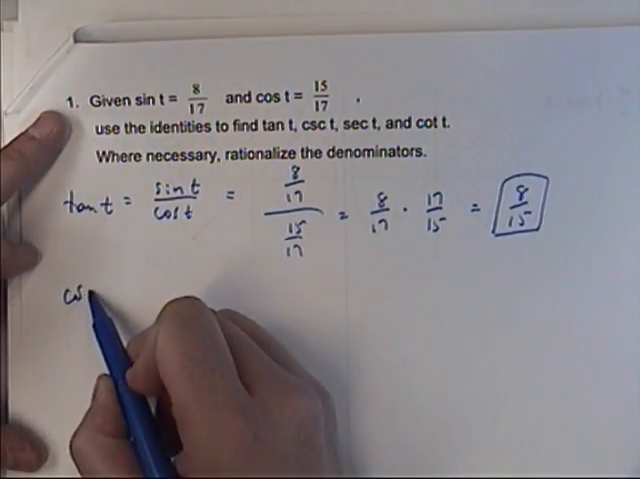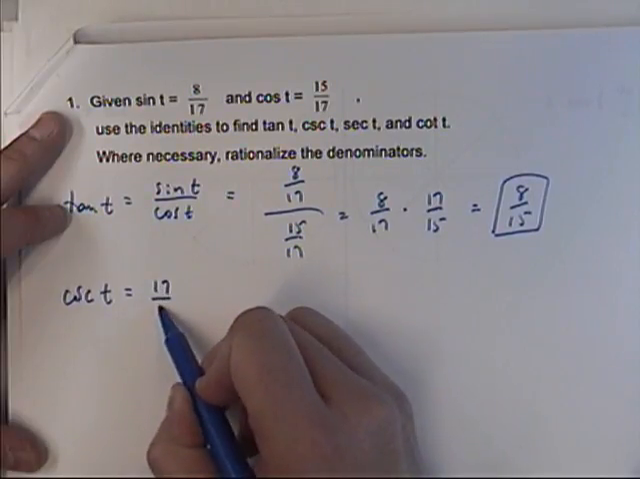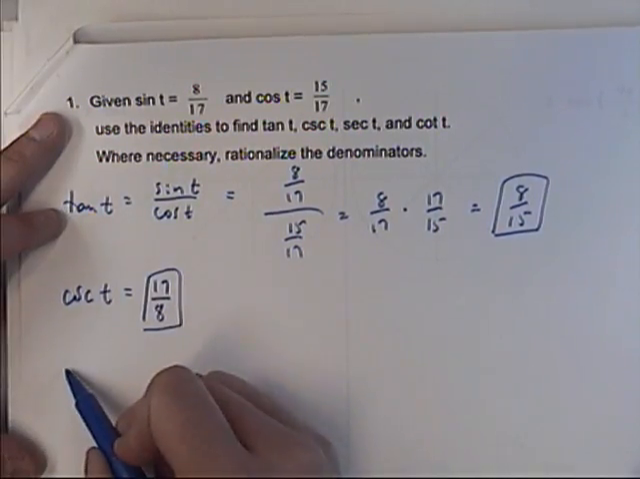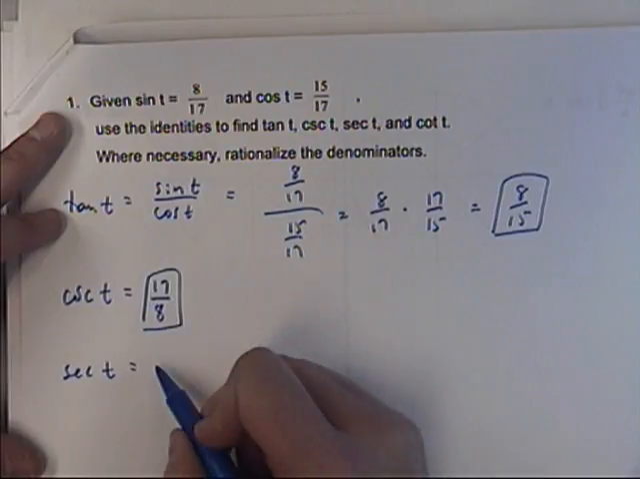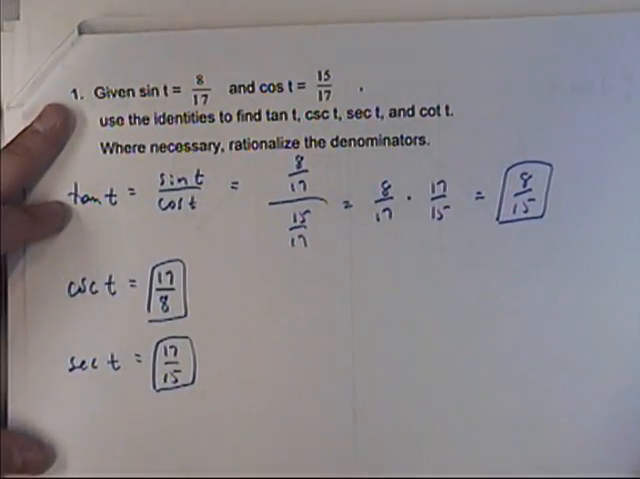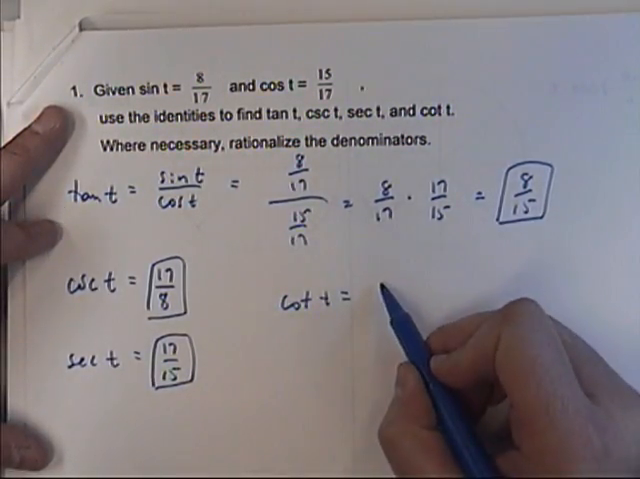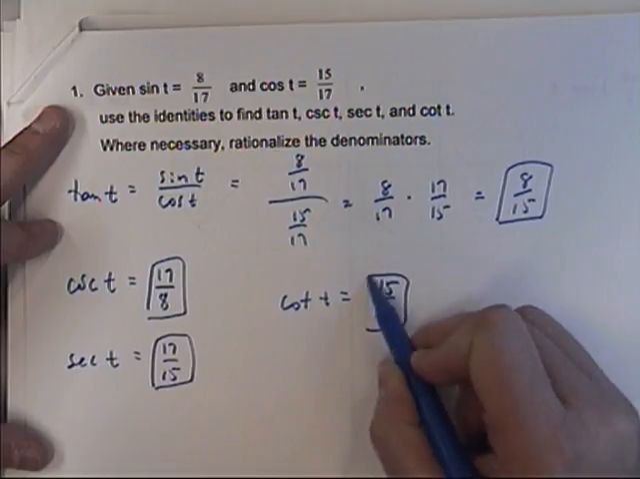The cosecant is the reciprocal of the sine, so that would be 17/8. The secant is the reciprocal of the cosine, so that would be 17/15. That's this one upside down. And then finally the cotangent is the reciprocal of the tangent, so that's 15/8.